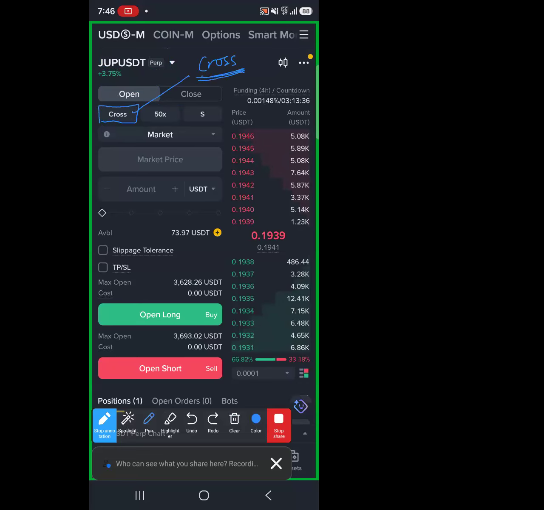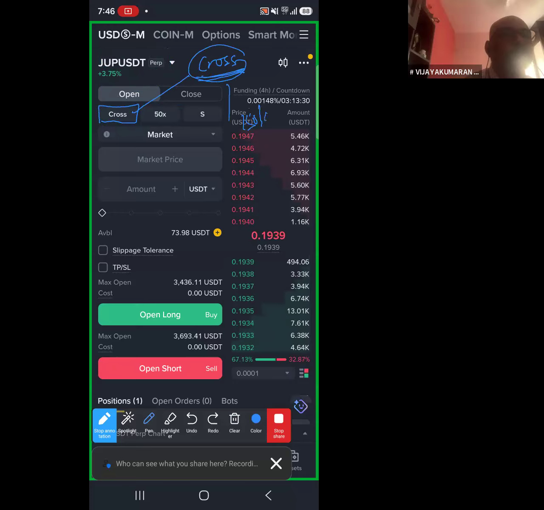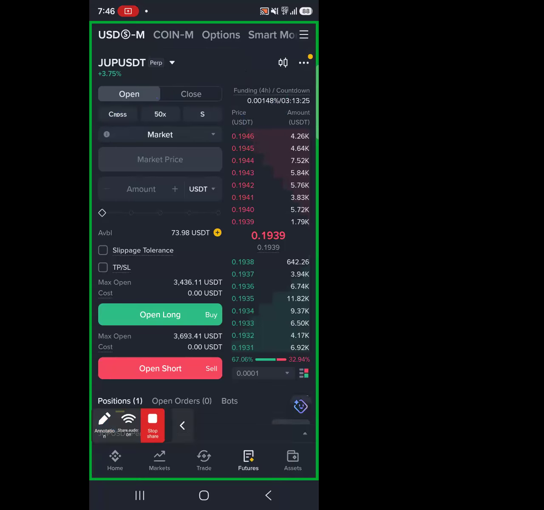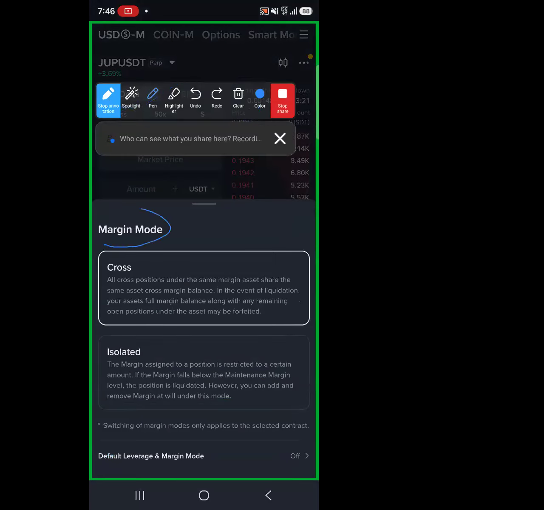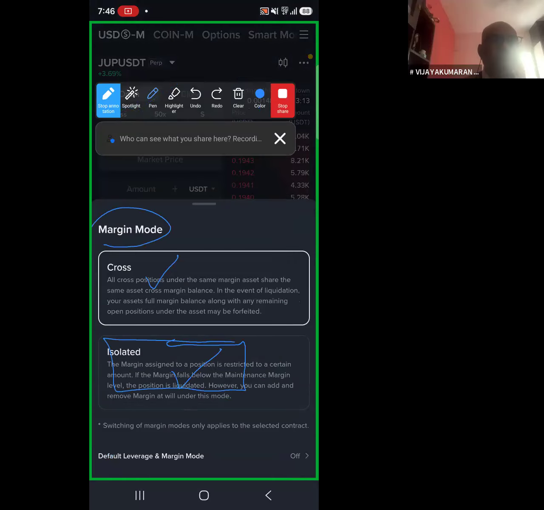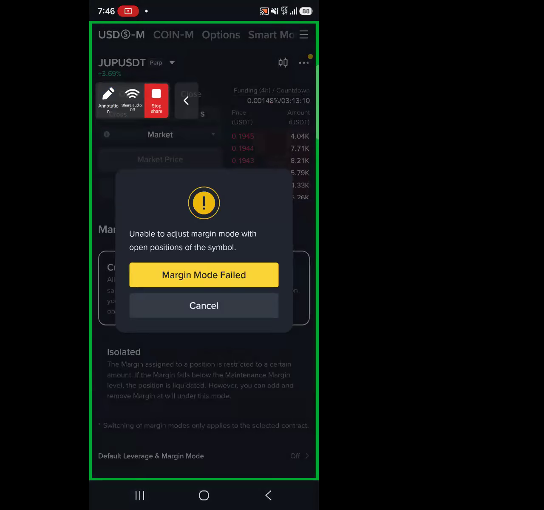But if you want to change from cross to isolated, you just tap on where there is cross like this, and you'll be presented with the margin modes. This is cross, this is isolated. If you want to choose isolated, you just tap on this, and then it changes, right?